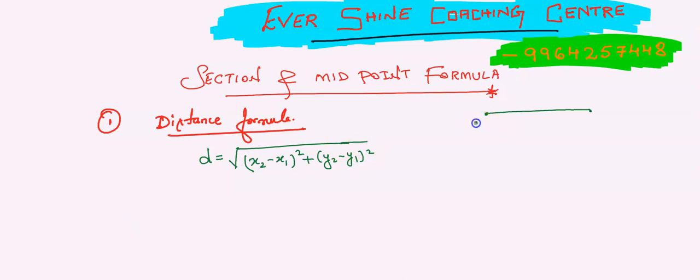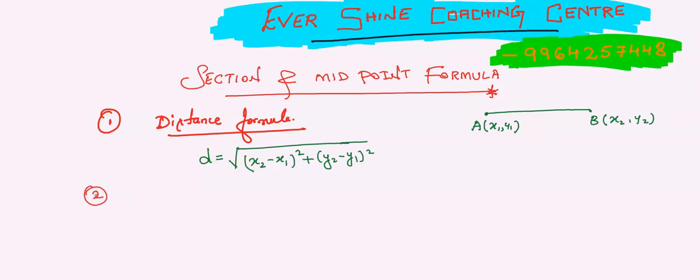Let me say A and B are the two points. The coordinates of A will be x1 comma y1 and the coordinates of B will be x2 comma y2. So these are the coordinates. If you want to find the distance between A and B, then we use the formula d is equal to root of (x2 minus x1) whole square plus (y2 minus y1) whole square. Next, coming to the next important formula.